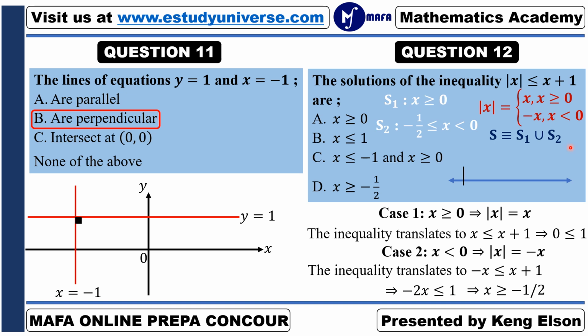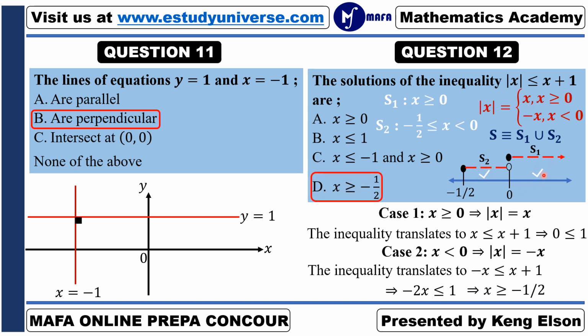We can go to the number line and indicate the two solutions. We have negative half, we have 0. For solution 1, we bold enclose our circle and we take everything greater than 0. We can call that solution 1. For solution 2, we include negative half, we exclude 0, and then we take everything between the two of them.